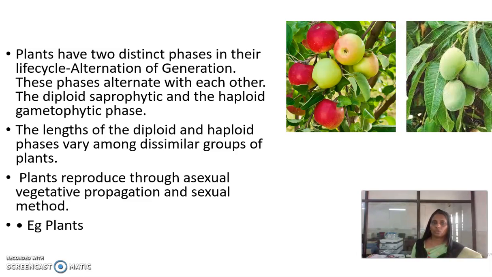Then plants reproduce through asexual vegetative propagation and also by sexual methods. And these include all plants, that is herbs, shrubs, trees, etc. All come under kingdom PLANTAE.